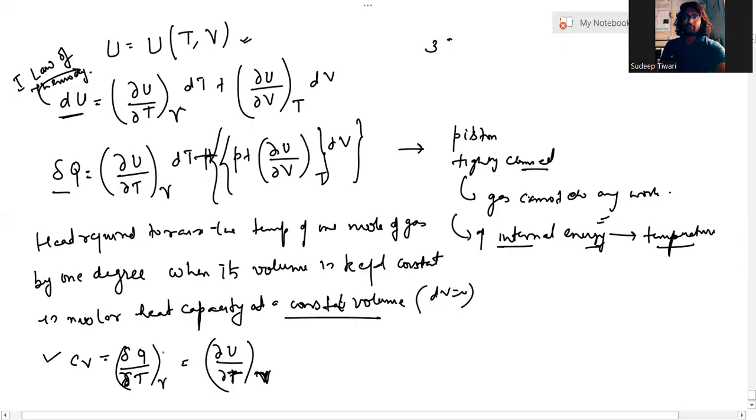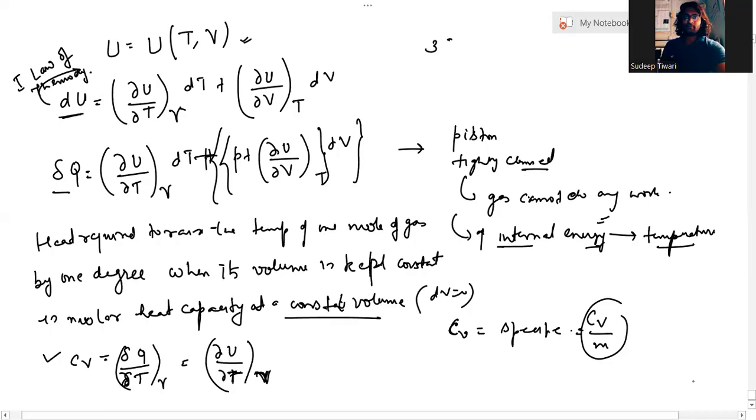And what is CV? I'm representing my CV here as I told you in the last lecture. We can say molar heat capacity, we can say specific heat capacity. Here I've taken the number of moles equal to 1, so I'm calling it the molar heat capacity. In particular, I can write my small cv, which is called the specific heat capacity, and it is CV upon total mass. This is how I can define my specific heat capacity.